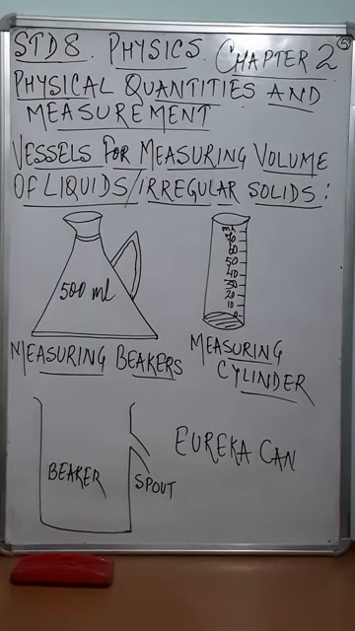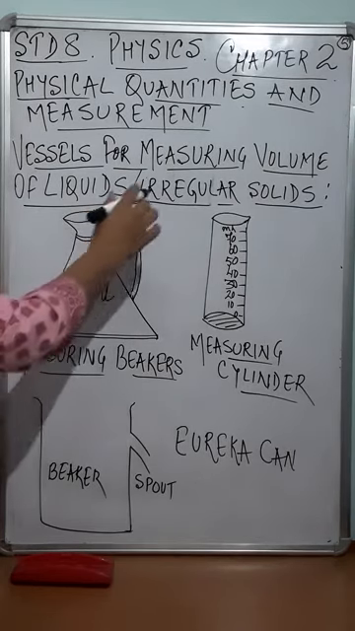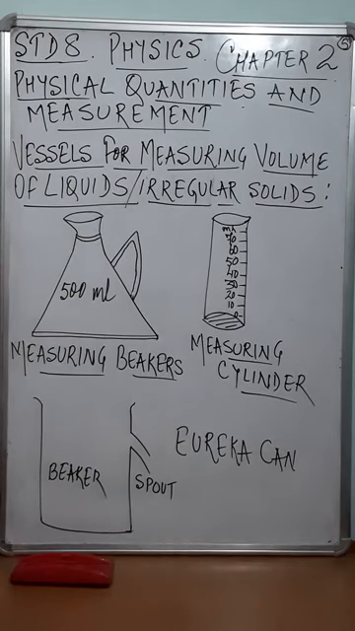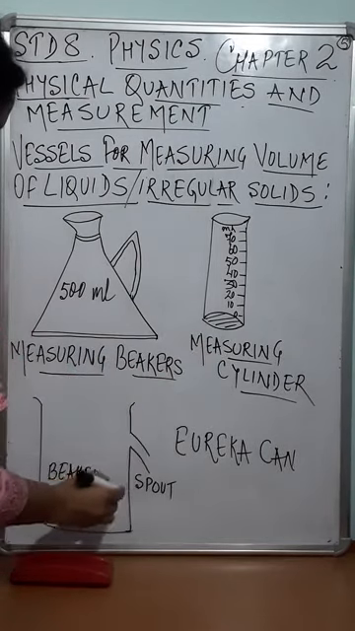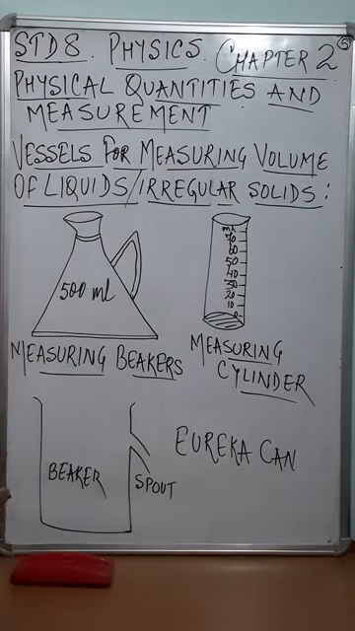Now in this unit, let us see some of the vessels which are used for measuring the volume of liquids or irregular solids. In my previous video, you must have seen methods, or formulas, to find the volume of regular solids. If it is an irregular solid, or for measuring the volume of liquid, we use some of these vessels, such as a measuring beaker, measuring cylinder, or a eureka can.